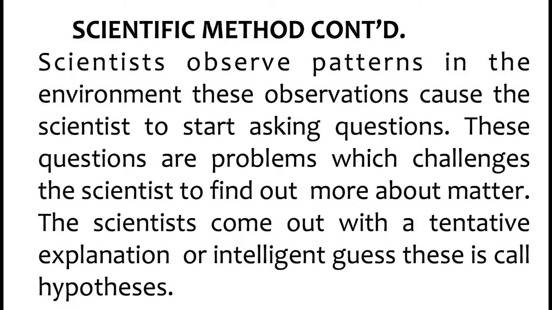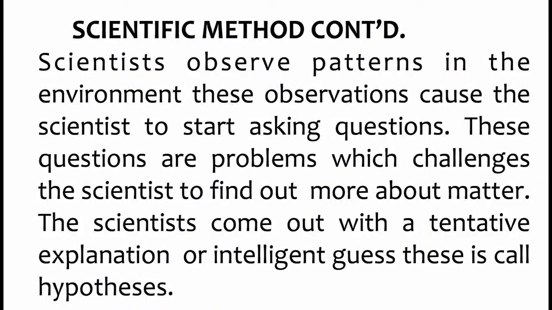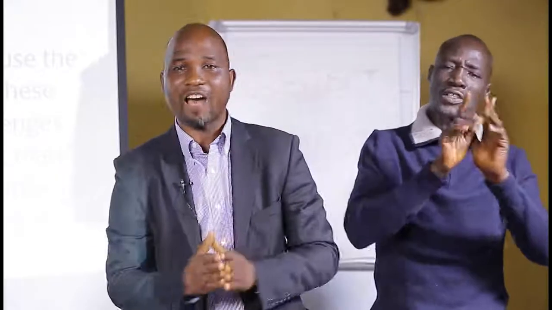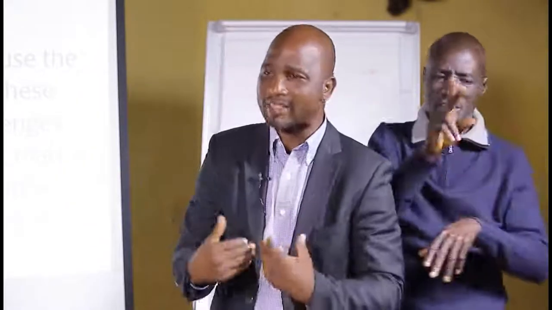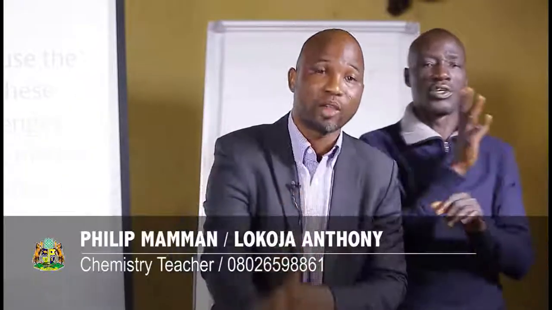The scientific method involves processes, and these processes start with observation. We said scientists observe patterns in the environment. This observation causes the scientists to start asking questions. Scientists observe patterns about a matter, and this pattern causes the scientists to start asking questions.